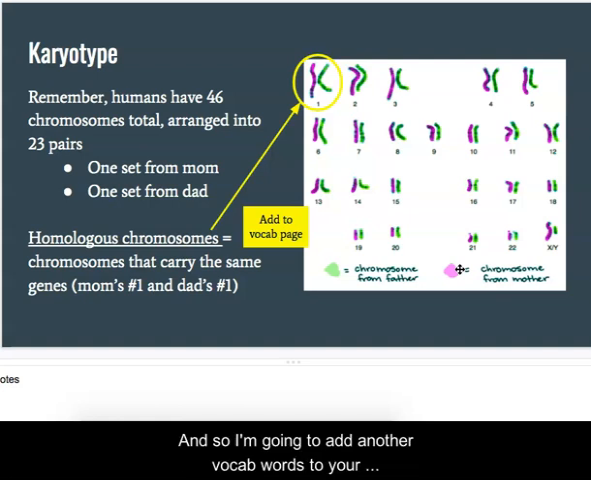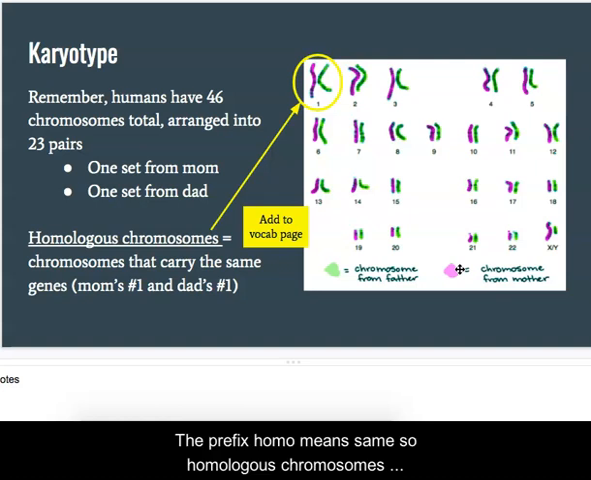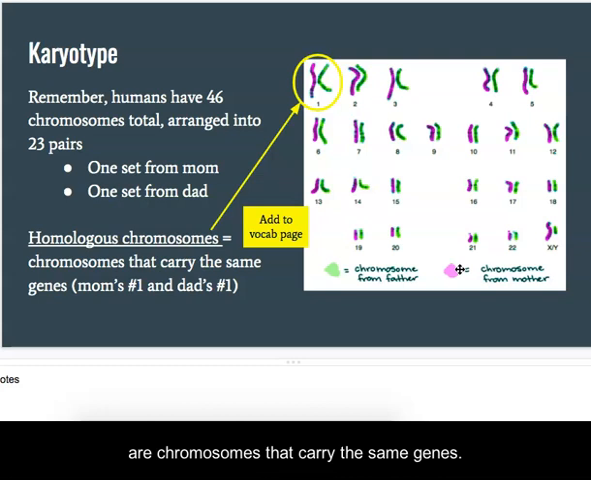And so I'm going to add another vocab word to your list. And if you need to pause to write it down, please do so. They are called homologous chromosomes. The prefix homo means same, so homologous chromosomes are chromosomes that carry the same genes.